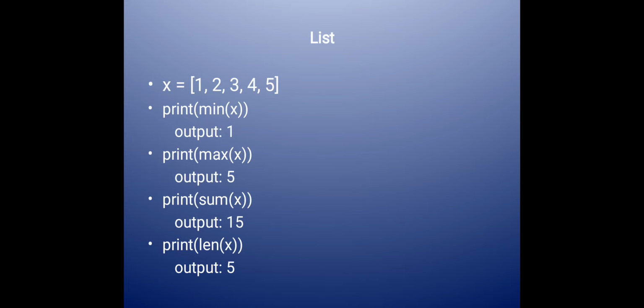Then print sum of x. That means the sum function will return the sum of the elements in the list. So here the output will be 1 plus 2 plus 3 plus 4 plus 5, that is 15. Then print len of x. The len function is used to get the length of the list. So here the output is 5.